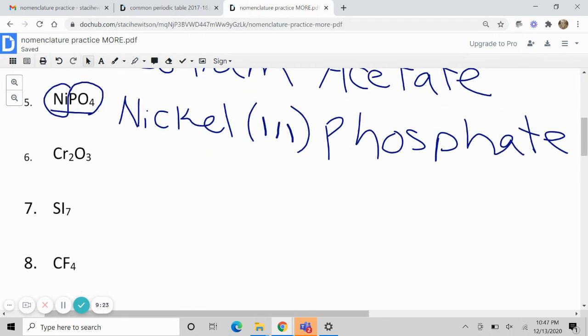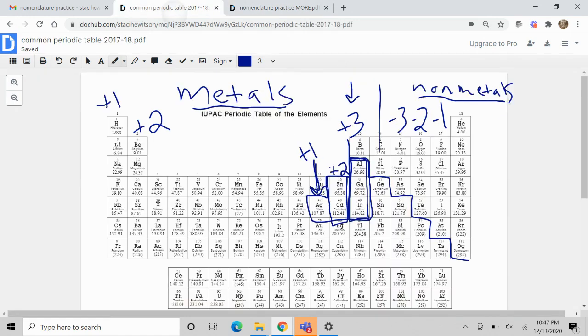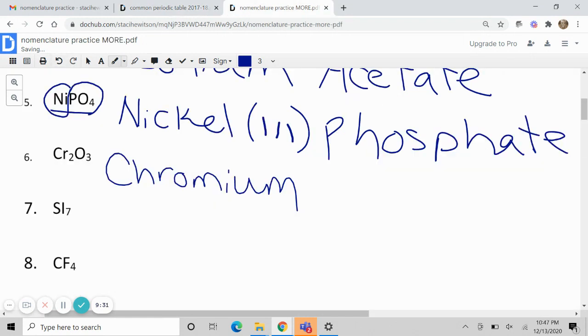Okay? Okay. Let's look over here at this one. Cr2O3. Okay, so Cr is chromium. Chromium. Does chromium need a Roman numeral? Yes, it does, because it's in the transition metal area. So it's going to need a Roman numeral. Okay, so we'll figure what that is in a second. Then we have just an oxygen. So there's no polyatomic ion here. There's only 2 different elements. So it's just going to be oxide.